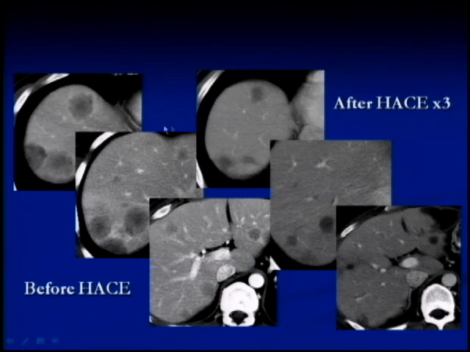So after 3 sessions of chemoembolization, you can see there is a significant reduction in the size of the tumor. All the tumors have shrunk and look much smaller. They not only look smaller, they look blacker or more hypodense as compared to the pre-embolization, suggesting that we are causing some death of the tumor.